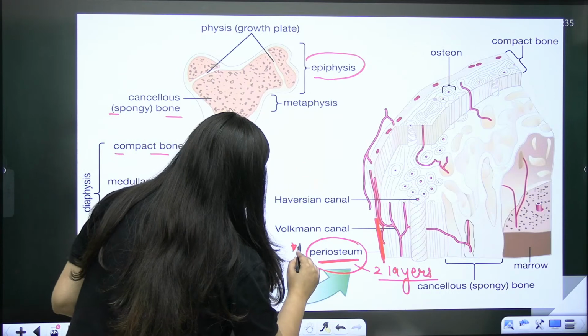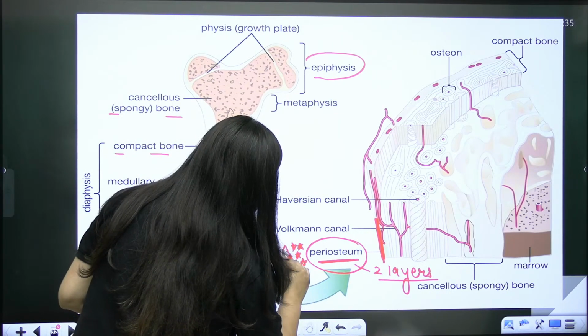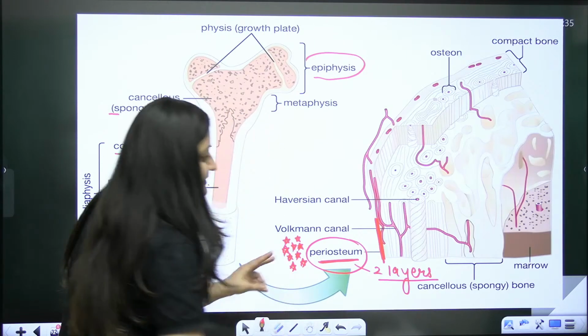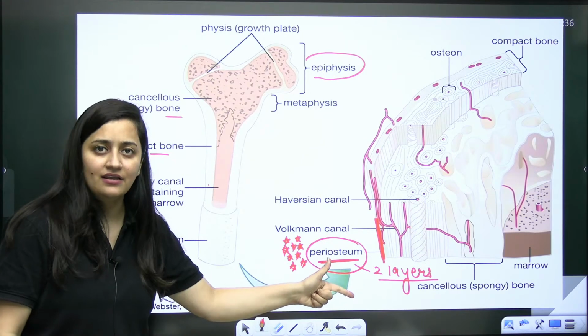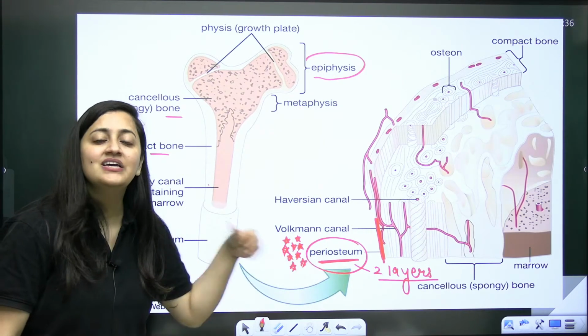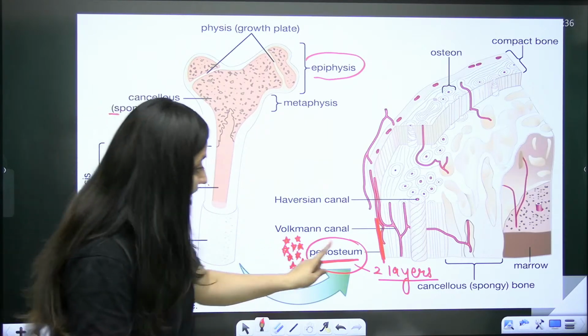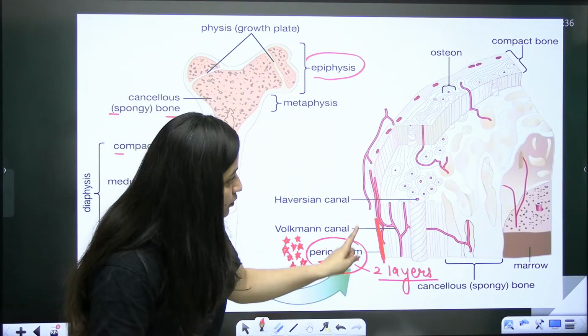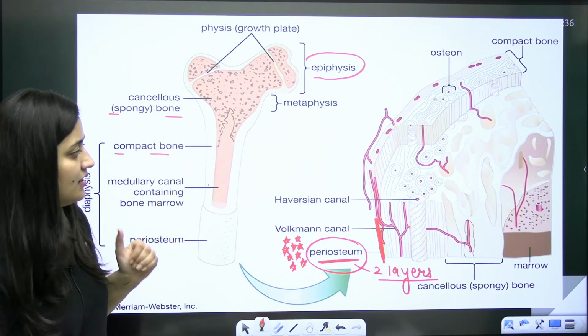And here in this periosteum, as I said, what will you see? You will see two layers, the outer layer and the inner layer. That inner layer has the cells, osteoblast cells, which are bone forming cells. And overall this periosteum will contain the blood supply. Clear? It will contain the blood supply.